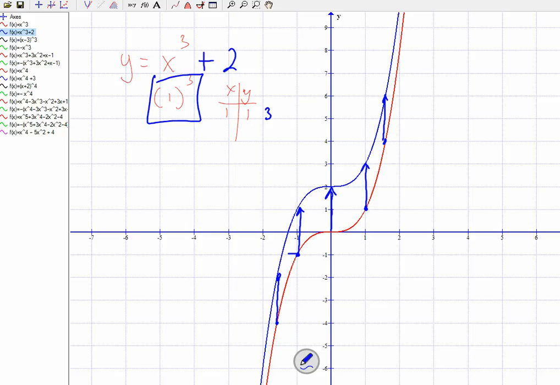Let's see. We'll finish this one. Let's go to B. And what are you expecting this one to do? So now we're looking at y equals x minus 3 quantity cubed, right? What are you expecting that to do from the red one, the base model? You're expecting it to go 3 to the right would be what you're expecting.